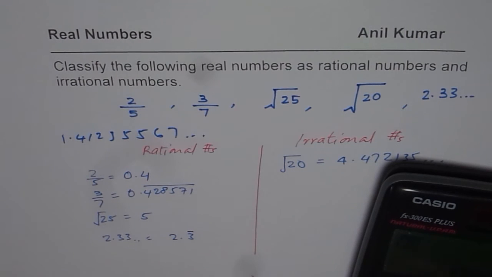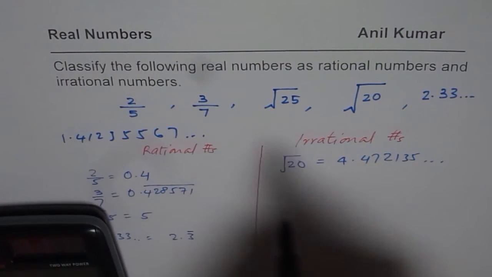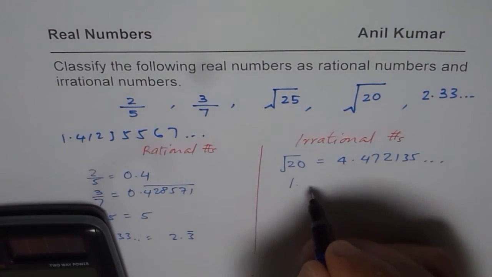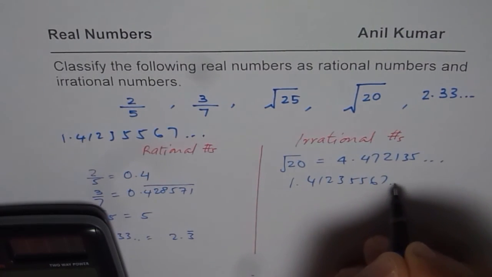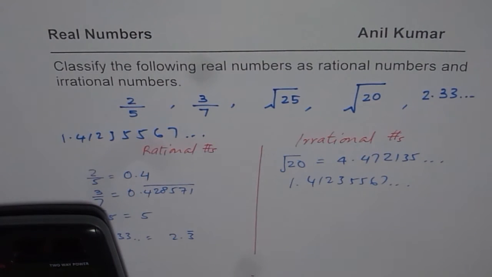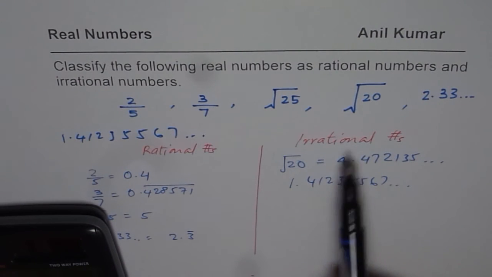Now this last number here has no pattern in decimal numbers, so that is an irrational number. So I'll write 1.4123556 7 and some decimals like that as a number which is an irrational number. Okay, so most of the time you'll be dealing with irrational numbers with square roots.